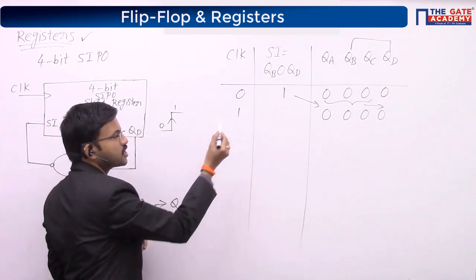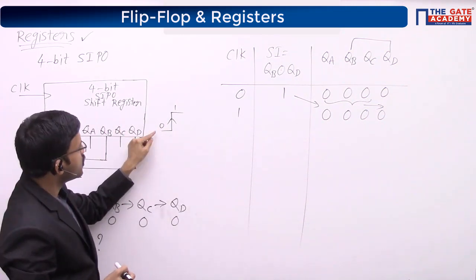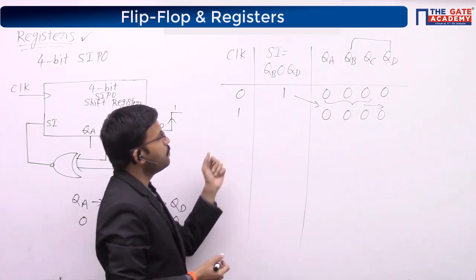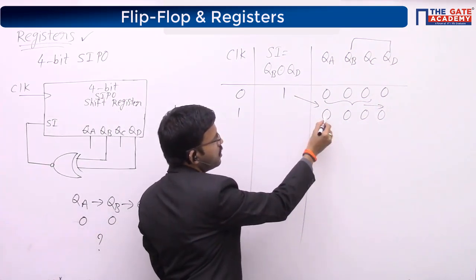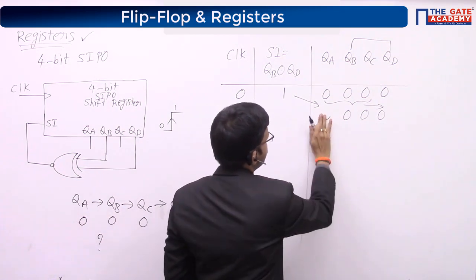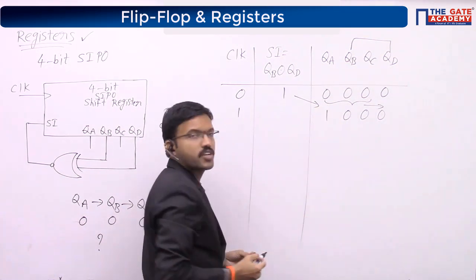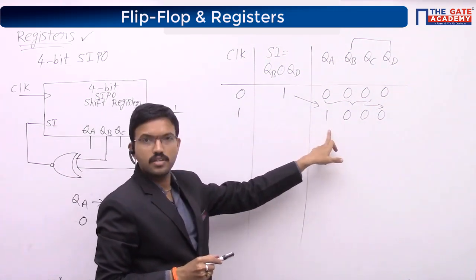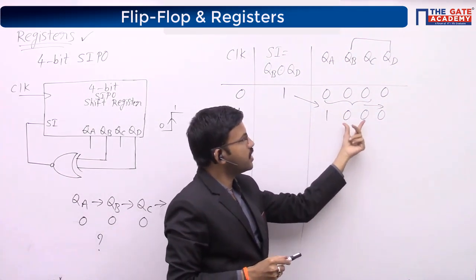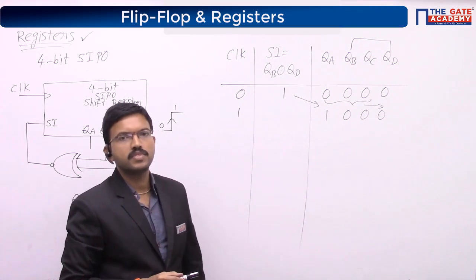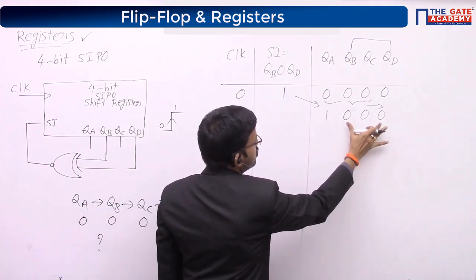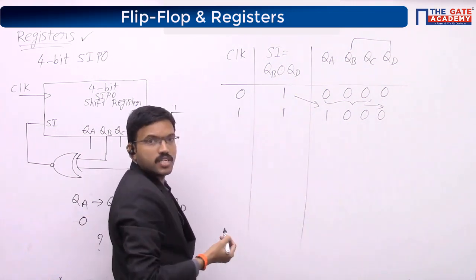Now I am applying the first clock pulse, meaning the first time I get the clock transitioning 0 to 1. At that time, whatever serial input you have, that bit will come here. Sorry, this is 1. Yes, this is 1, and these 3 bits will get right shifted. Now here 0 0, so the output is 1.